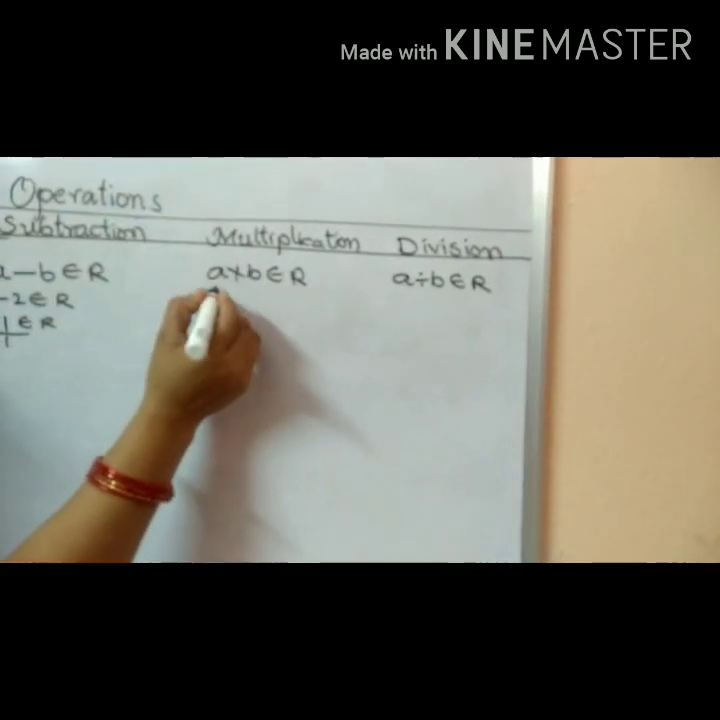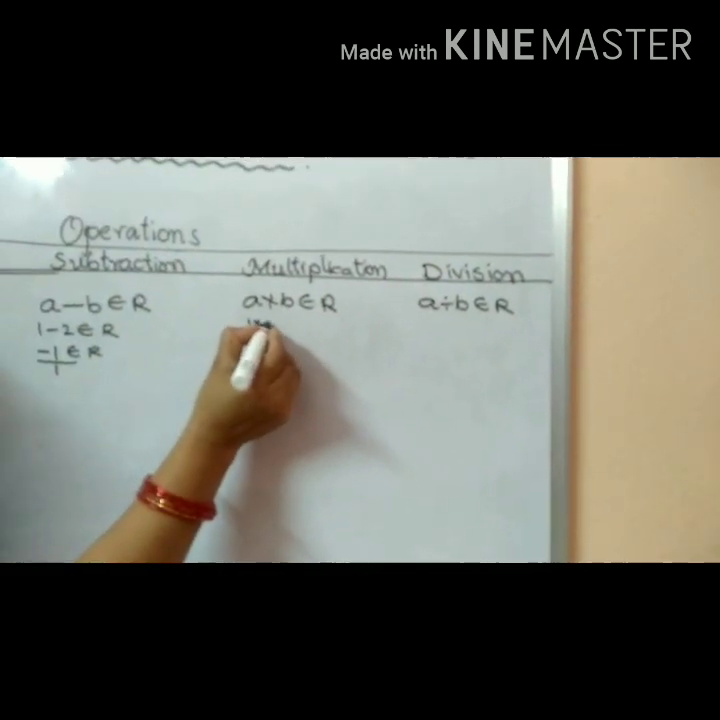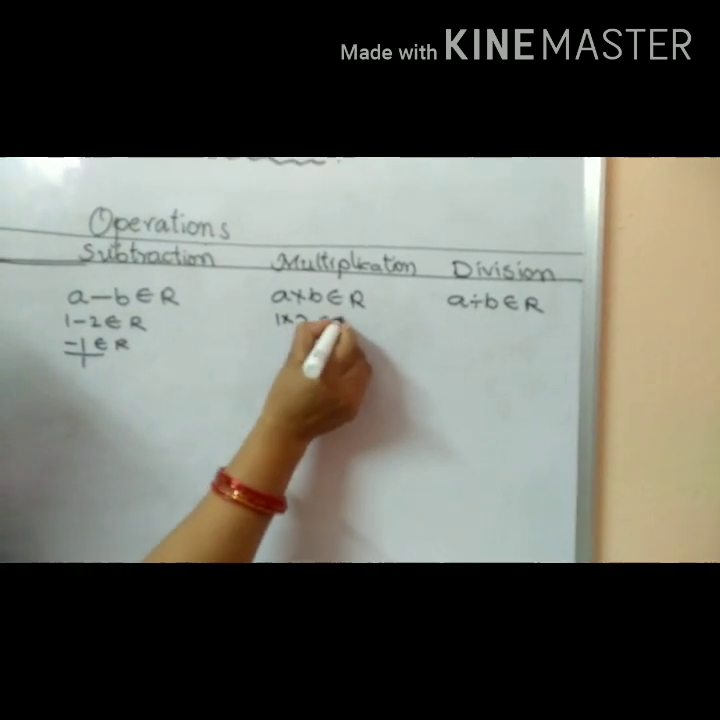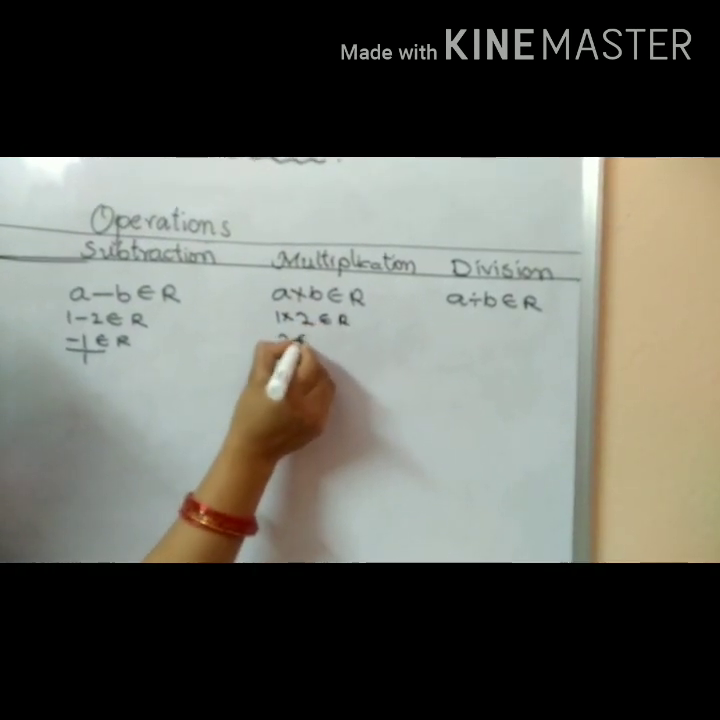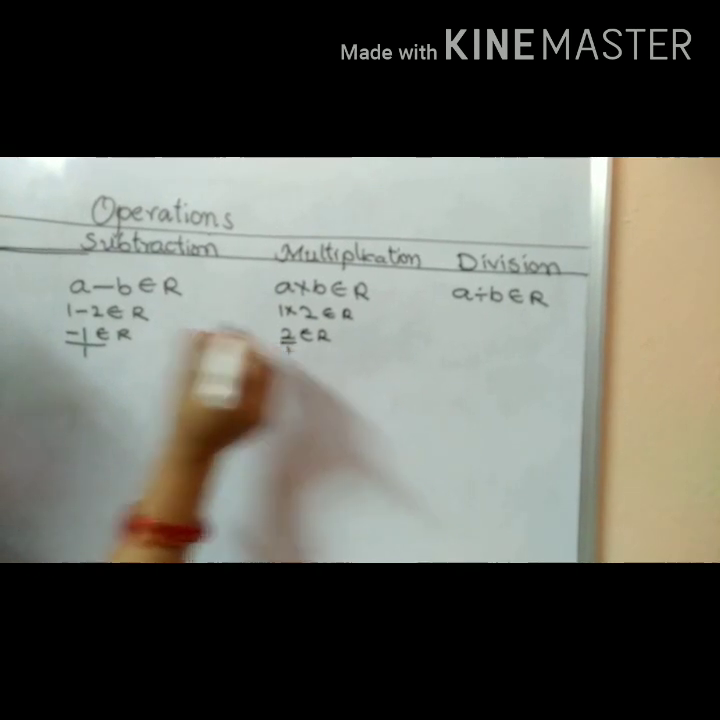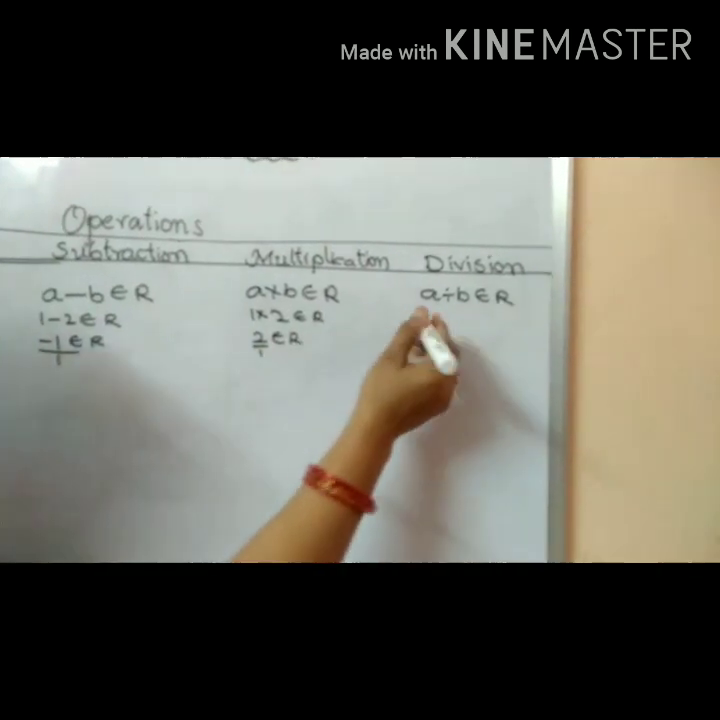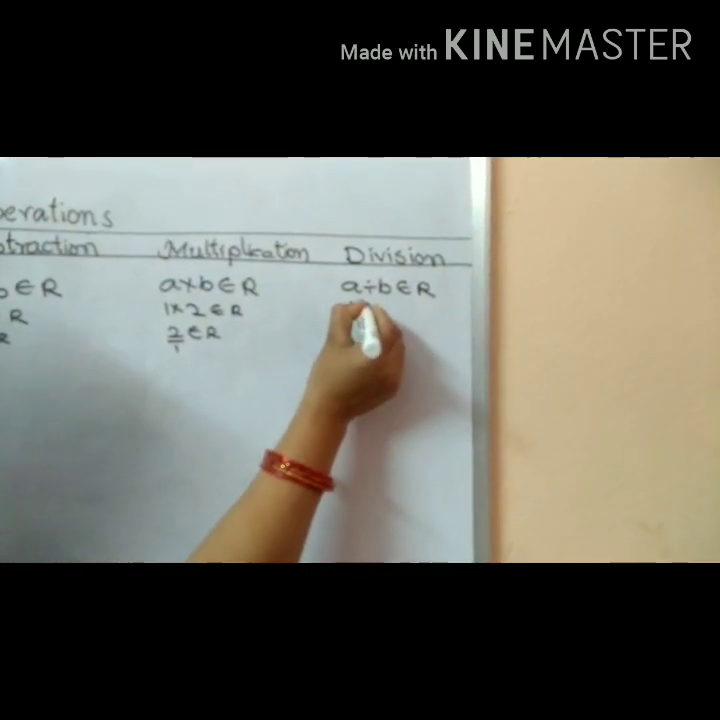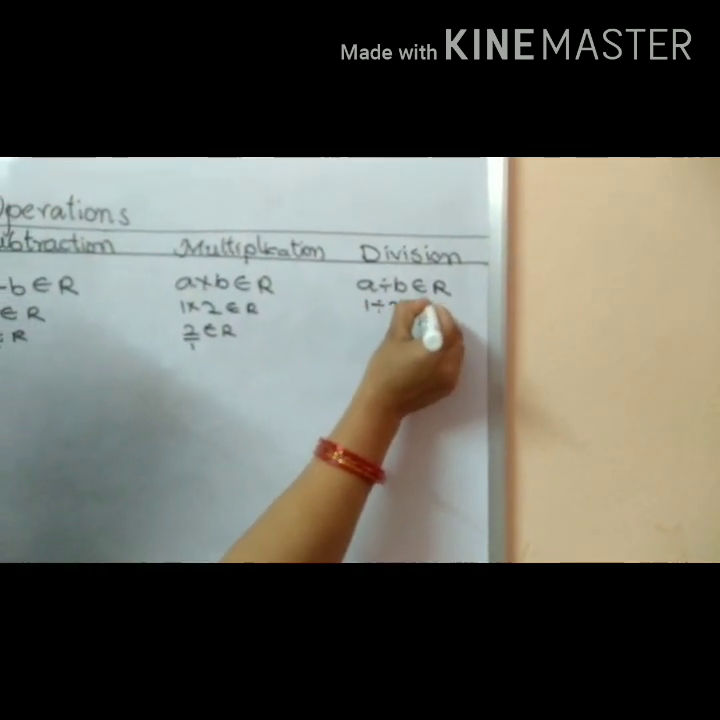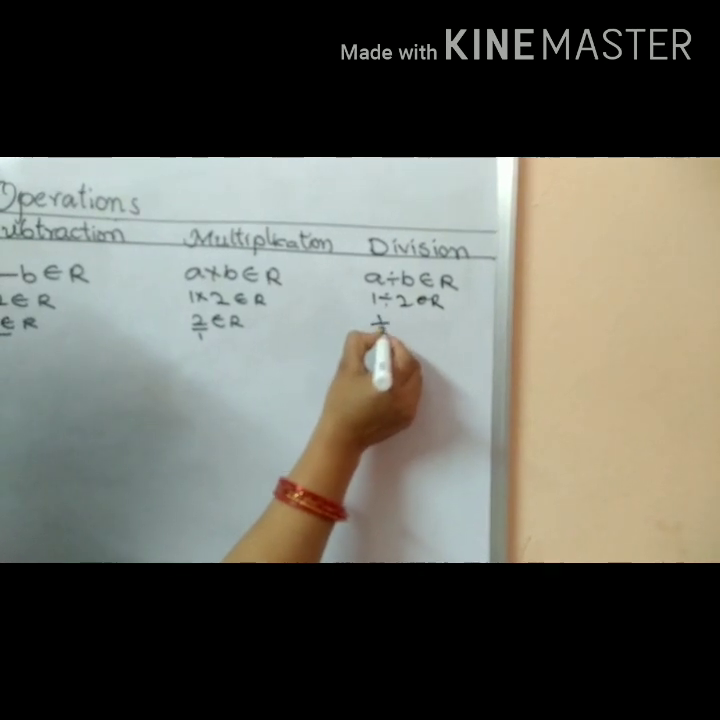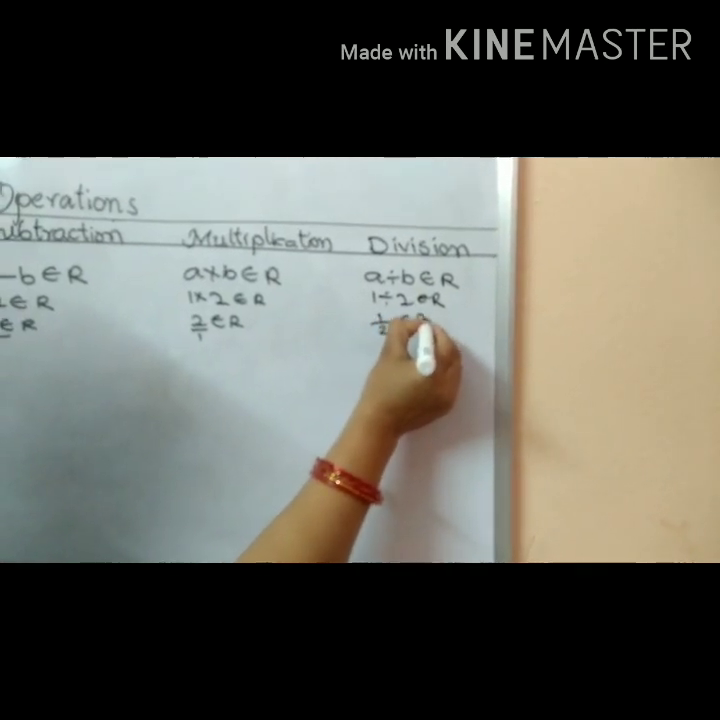Next, A into B. So 1 into 2 belongs to R. 1 into 2 is 2 by 1, which is a rational number. So 1 divided by 2 belongs to R. We can write this 1 by 2 belongs to R.